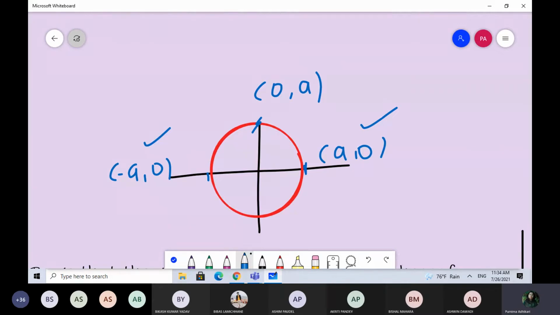Because the curve from 0 to a is this portion, the first quadrant, right? Now you imagine that you are rotating this portion about the x-axis by 360 degrees. After rotating it by 360 degrees, how much of the sphere are you going to get? Hemisphere also. Yes, definitely half of the sphere, isn't it? Because rotation from 0 to a gives you half of the sphere.